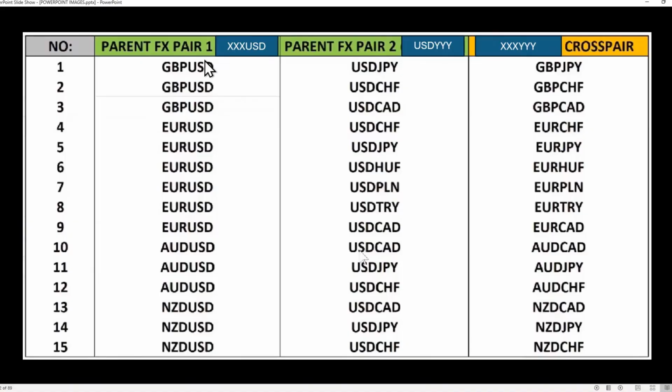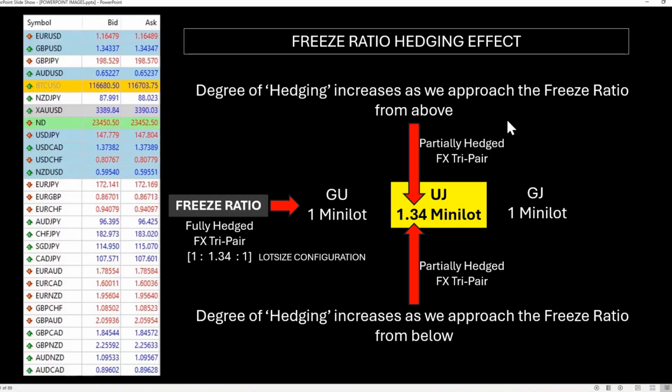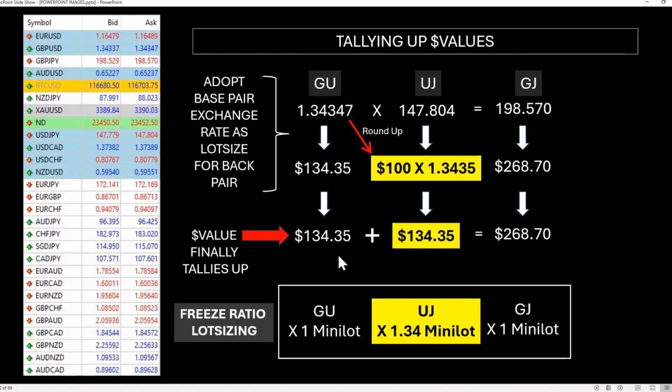The base parent pair, the back parent pair, we have the US dollar in front as the base currency. And this is the tri-pair. This is tri-pair number 1, tri-pair number 2, and so on. So whenever you trade any of these 3 currencies, any one family at any one time, you have to be extremely careful that you do not hit the freeze ratio for that particular currency.